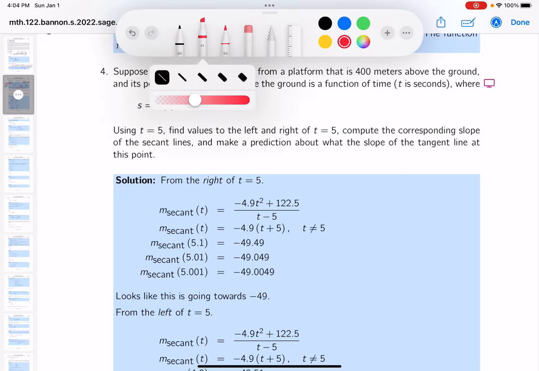Okay, so this is really not a good question for an exam, and the reason is that it does require the use of a calculator. But they say, suppose an object is dropped from a platform that's 400 meters above the ground. It's dropped, by the way.